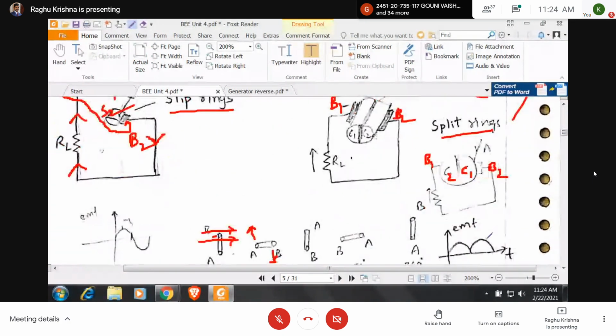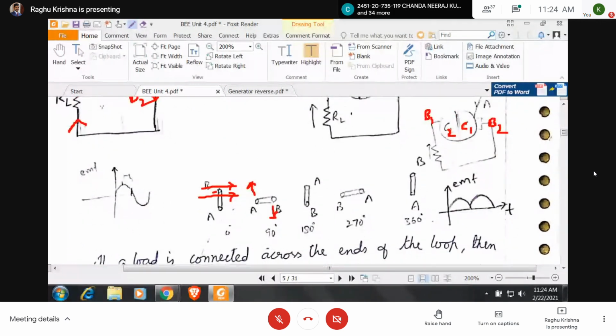So here you are going to get a voltage like this, which can be filtered, and you are going to get a constant voltage. So this is a DC generator.